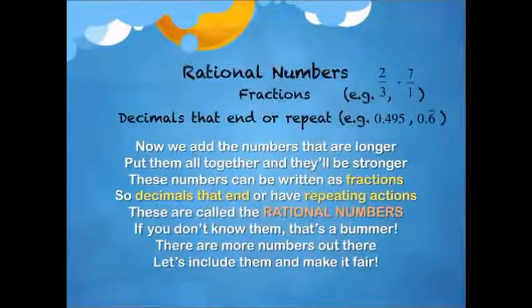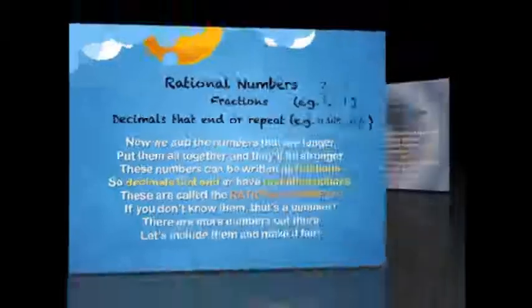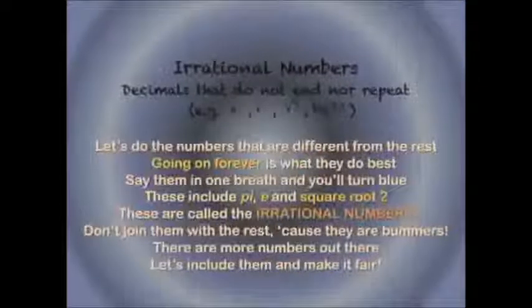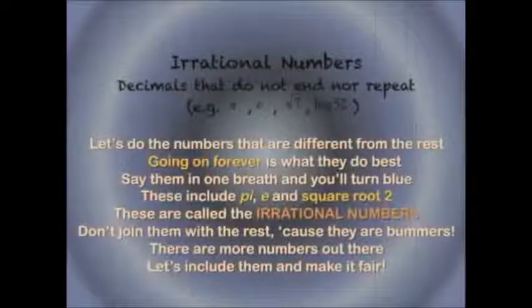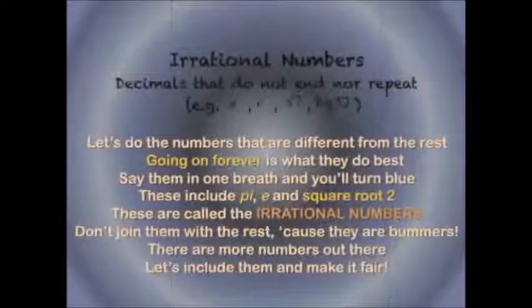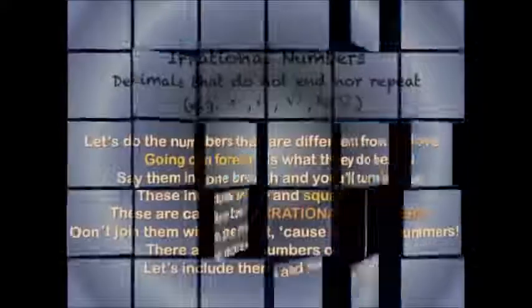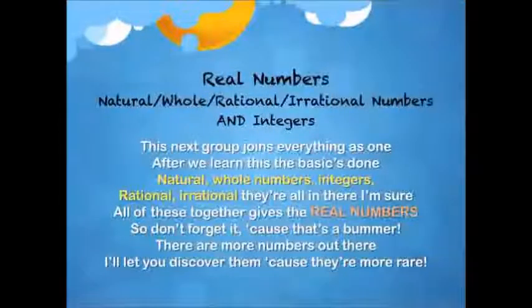Now we add numbers that are longer, put them all together and they'll be stronger. These numbers can be written as fractions, and decimals and will have repeating actions. These are called the rational numbers, if you don't know them that's a bummer. There are more numbers out there, let's include them and make it fair. Let's do the numbers that are different from the rest, going on forever is what they do best. Say them in one breath and you'll turn blue, these include pi, and square root 2. These are called the irrational numbers, so join them with the rest cause they are bummers. There are more numbers out there, let's include them and make it fair. This next group joins everything as one. After we learn this, the basics done. Natural, whole numbers, integers, rational, irrational, they're all in there, I'm sure. All of this together gives a real number, so don't forget it cause that's a bummer. There are more numbers out there, I'll let you discover them cause they're more rare.